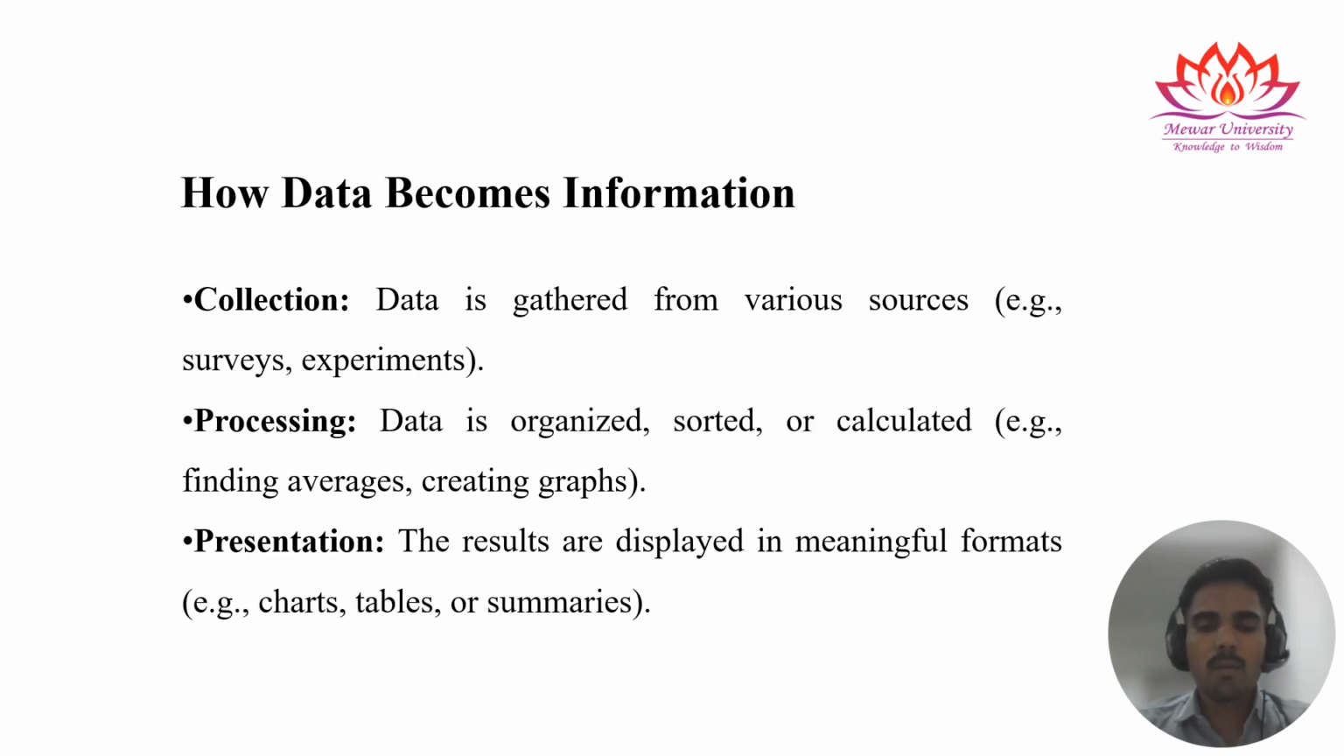How does data become information? Collection: data is gathered from various sources, for example surveys and experiments. Processing: data is organized, sorted or calculated, for example finding the average or creating graphs. Presentation: the results are displayed in a meaningful format, for example charts, tables or summaries.